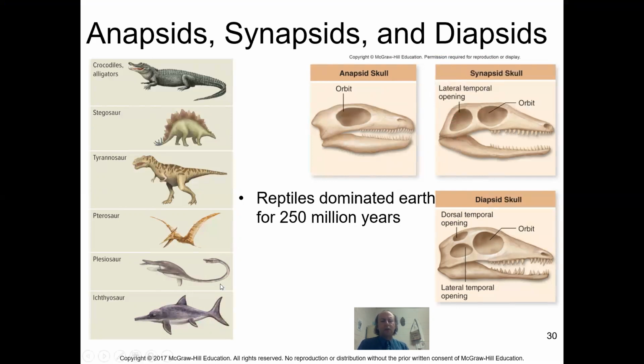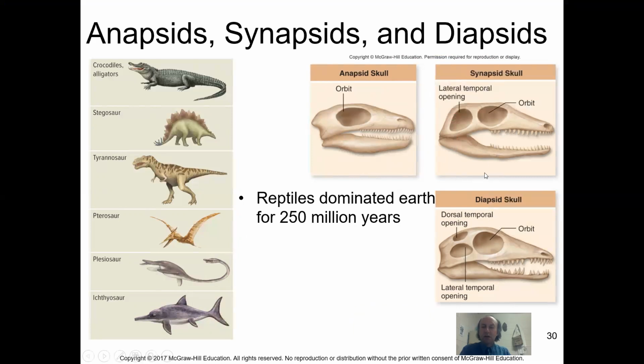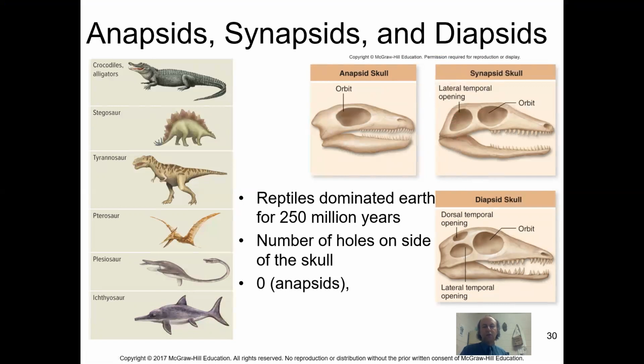What we know about them, and how to classify them, is because of the holes in the skull. So how do we classify reptiles? By the skull. Depending on what holes you have in the skull, you give them different names. That is the criterion: the number of holes on the side of the skull. If it is 0 holes, that's anapsid. Now you will tell me, hey, but there's a hole here. No, that doesn't count, because that is the orbit where the eyes would be. So that is anapsid.